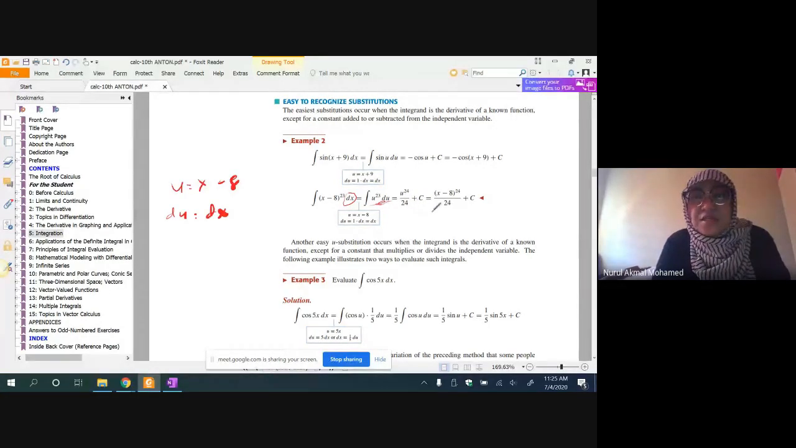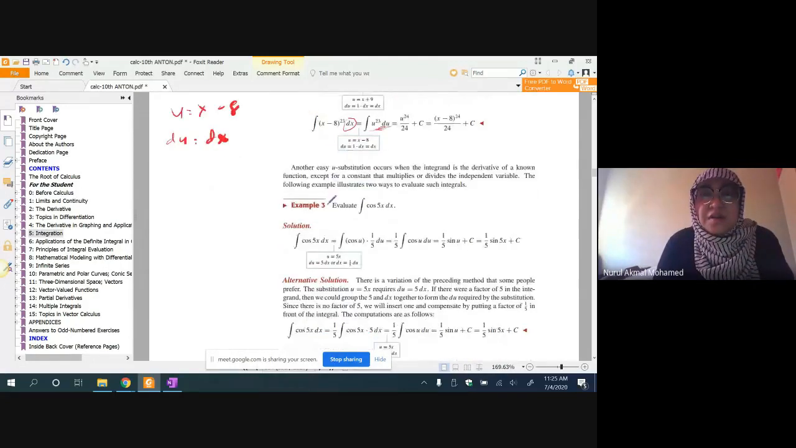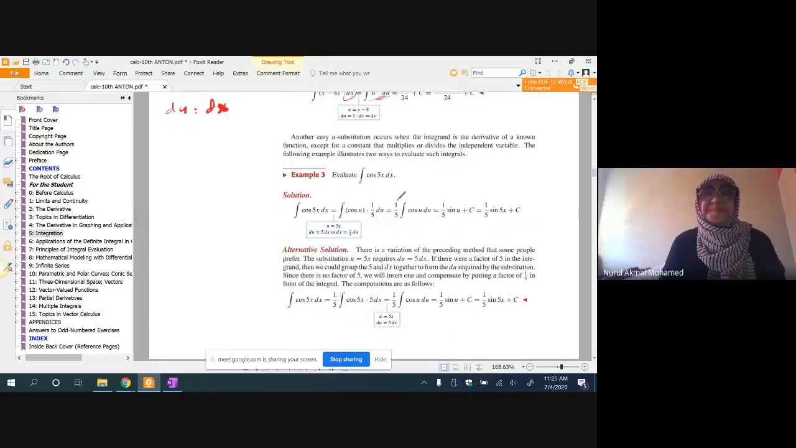And then you substitute again in terms of variable x. Then you get (x minus 8) to the power of 24 divided by 24. And then of course you have to add plus c because this is an indefinite integral. Okay, example 3.